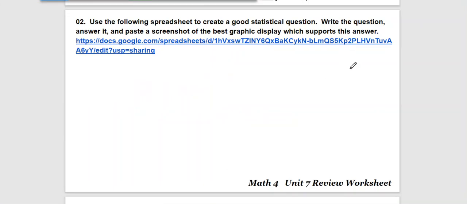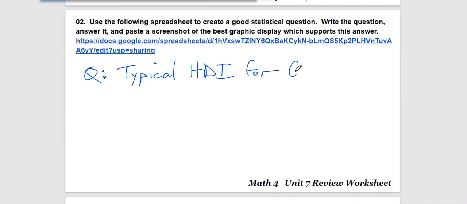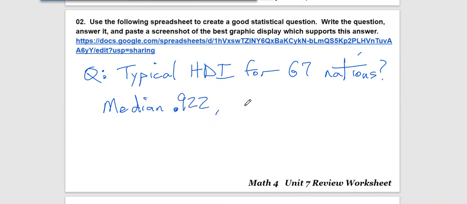So we can say, what was our good question? Our question was the typical HDI for the G7 nations. And we discovered that the median was 0.922 and the mean was 0.914. So, you know, maybe somewhere around 0.92.